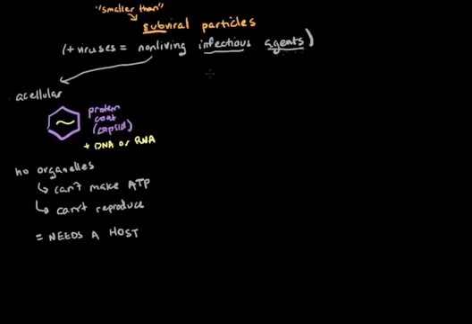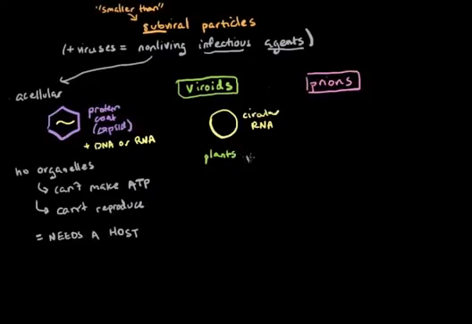Up until very recently, they were pretty much only found to infect plants, which I hope you can remember because I've written this in green and I've drawn this funky little bush thing on top of some grass. And today, viroids have been found in humans in the case of hepatitis D.